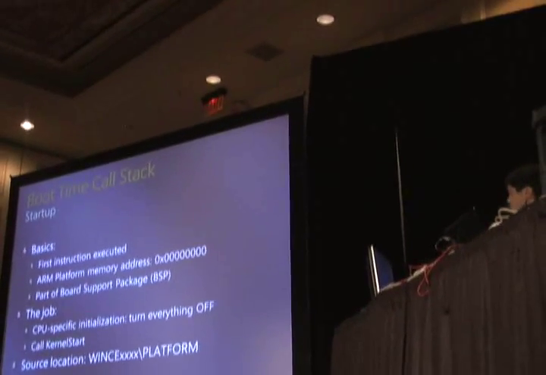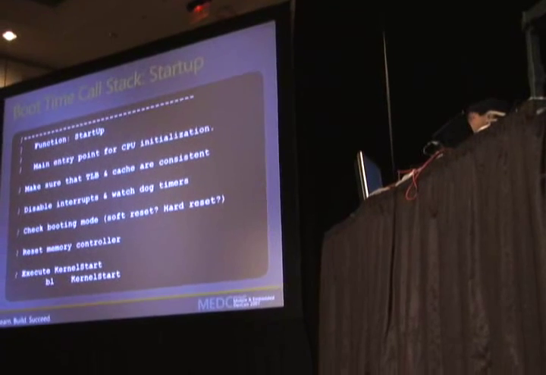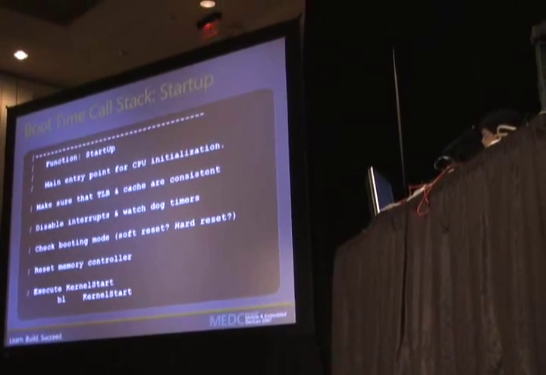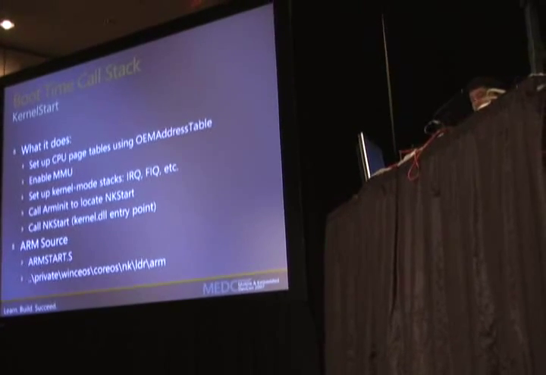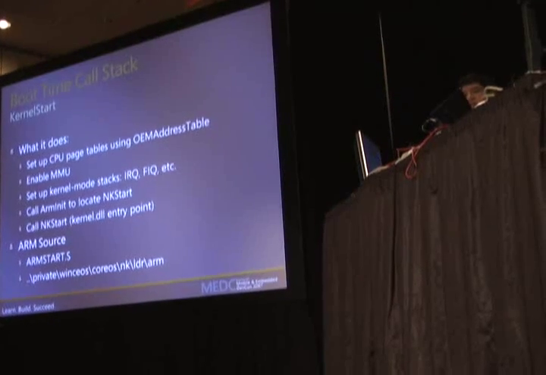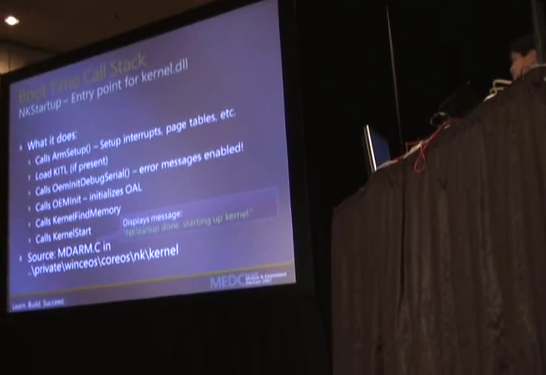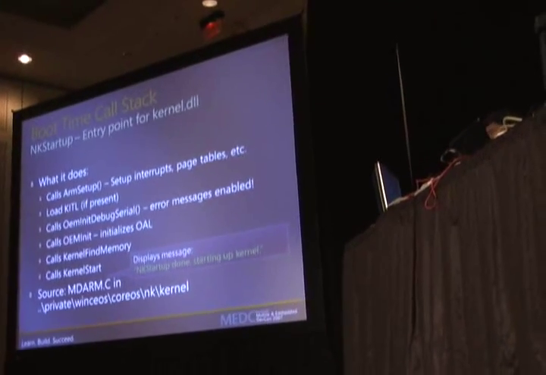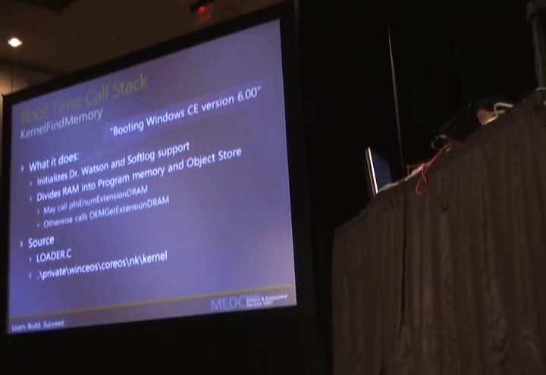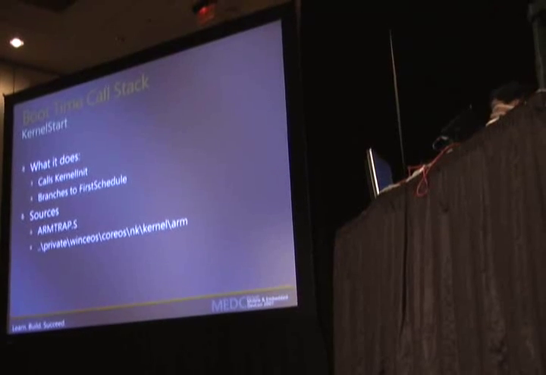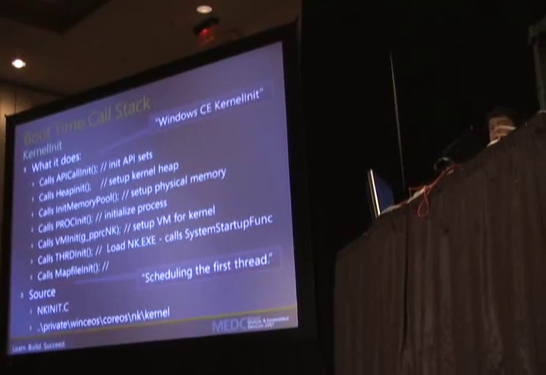Okay, so then by way of review, we looked at startup. Mostly what I did is turn everything off, then call kernel start. Not the main kernel start, but just the kernel start that's inside the loader. Kernel start itself initialized the memory management unit, got the address inside kernel.dll of mkstart, and called mkstart through the help of ArmEmit. Mkstartup then is what's actually inside kernel.dll. It defines the rest of memory for us and calls into the OAL to have it do its startup stuff. It then calls into kernel find memory to figure out how much memory we have, and calls kernel start to call kernel init, which in turn does all this wonderful initialization of all the core OS facilities.